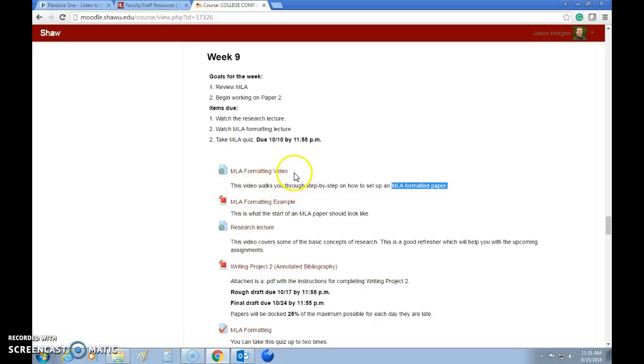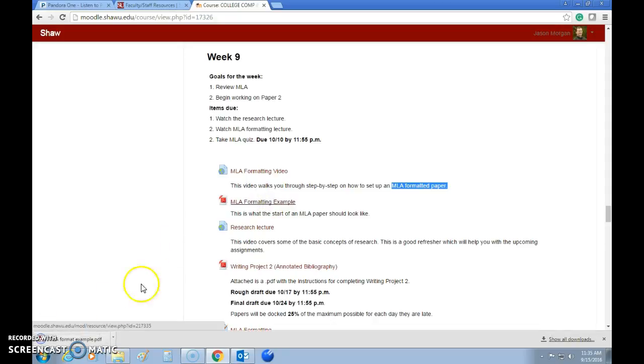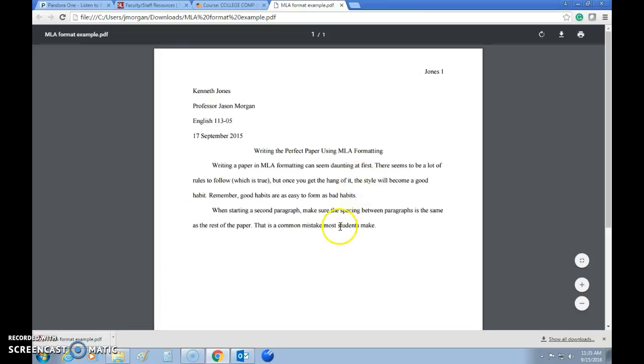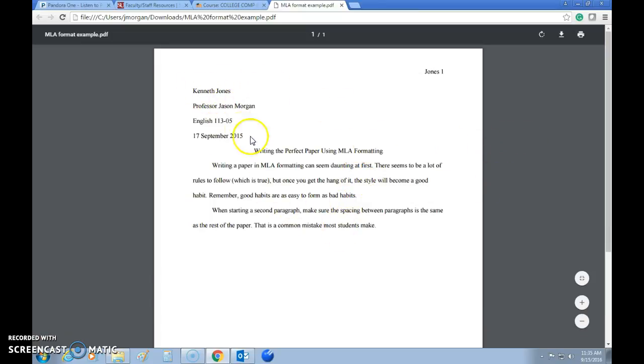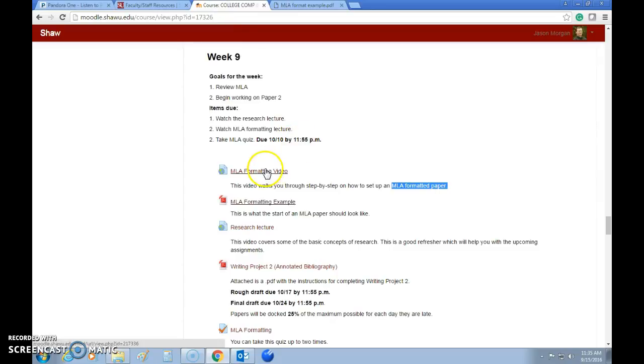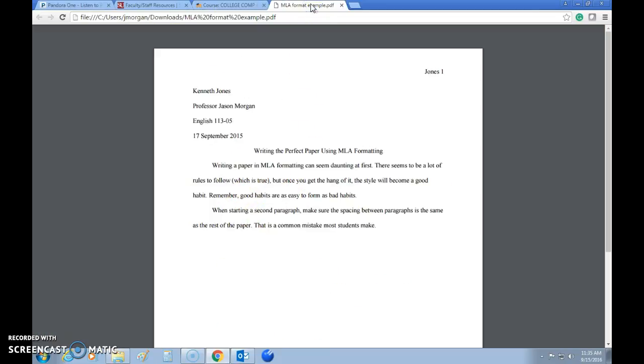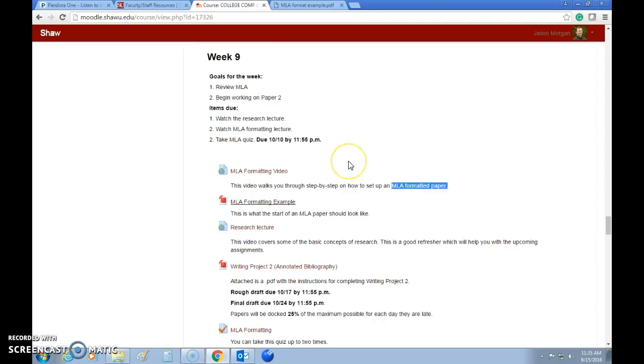Also, there's an example here of what an MLA formatted paper would look like. If you click on this PDF here, it'll download, and then when we look at it, this is what an MLA formatted paper should look like. So when you get done writing your MLA paper, you compare to this. Does it look the same? If the answer is no, then you've done it wrong. Anyway, this video shows you how to create this, so it'll look like that. Ta-da!